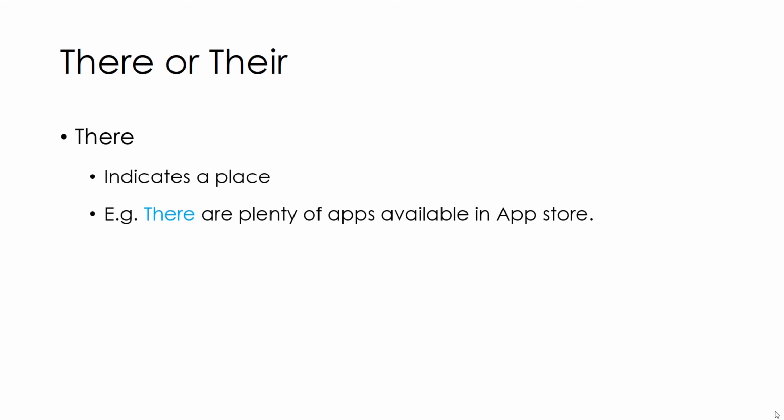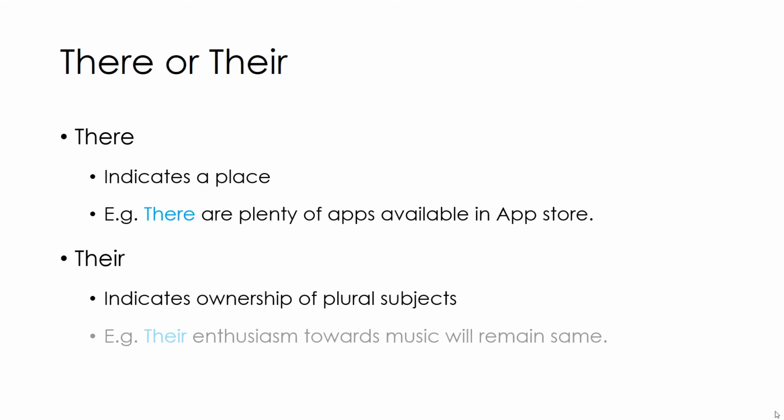There or their. There indicates a place. For example, there are plenty of apps available in the App Store. Their indicates ownership of plural subjects. For example, their enthusiasm towards music will remain same. Here, the example shows that the subject is a plural. Even though both of these words sound similar, their usage is solely dependent on context.